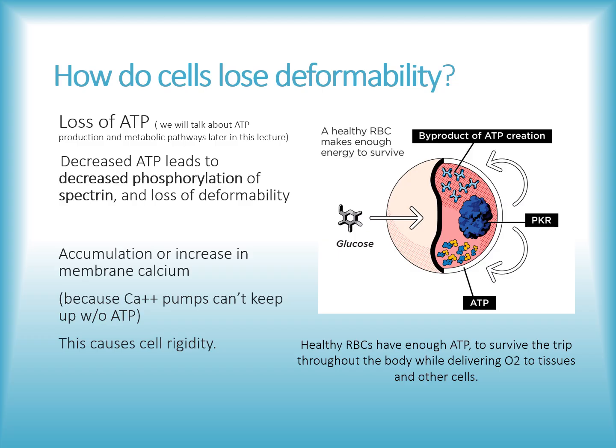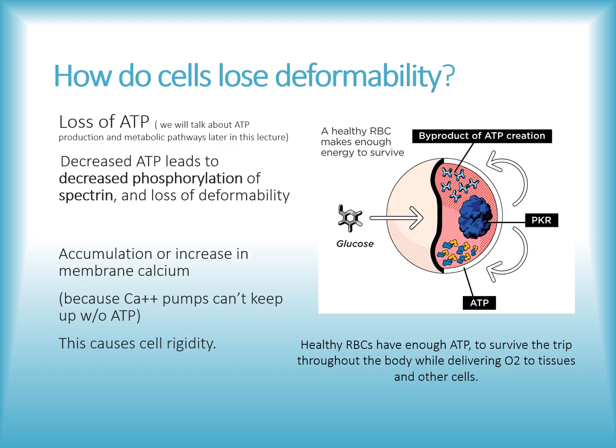anaerobic respiration. So, one of the things that causes cells to lose deformability is the loss of ATP. We're going to talk more about how ATP is produced and those metabolic pathways later in this lecture. But when there is a decrease of ATP, that leads to decreased phosphorylation of the spectrin.